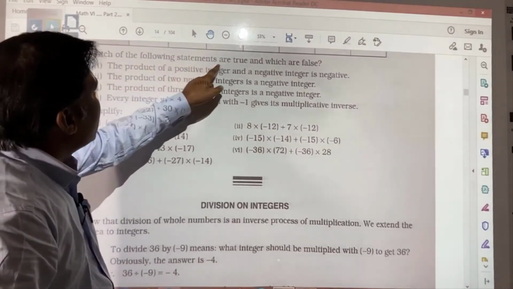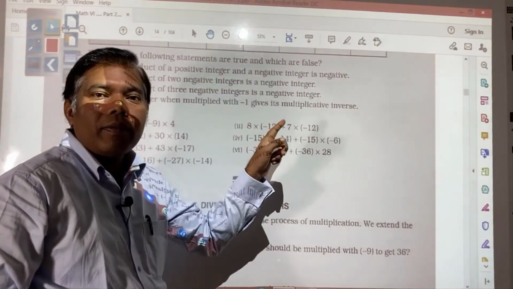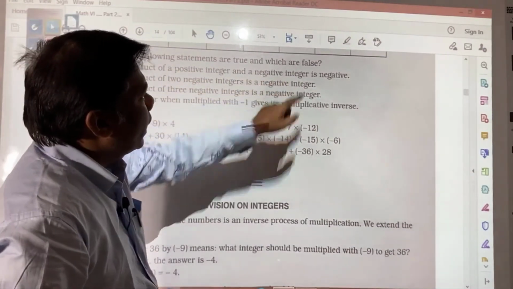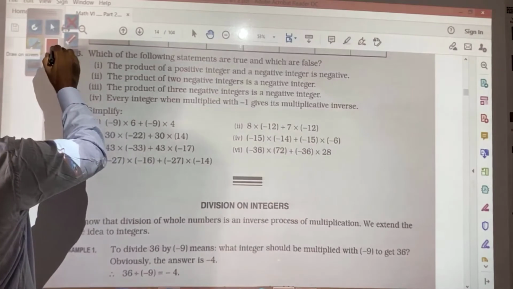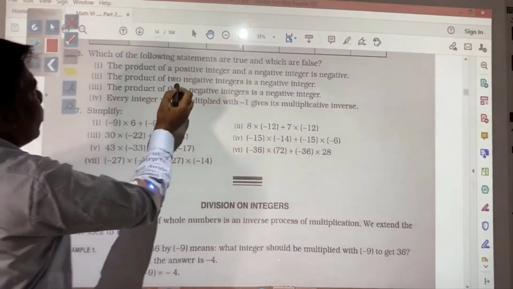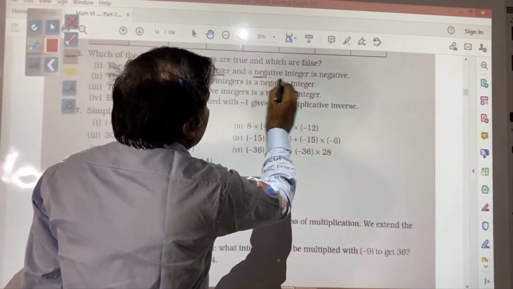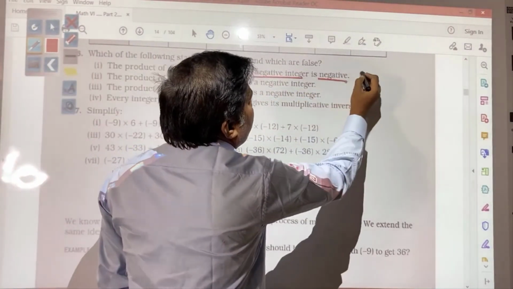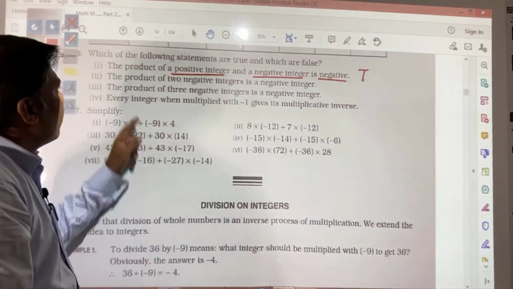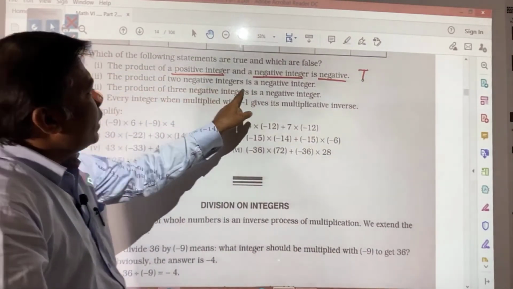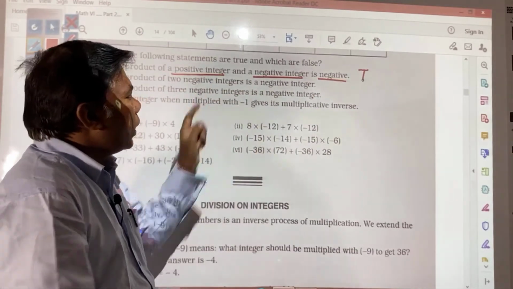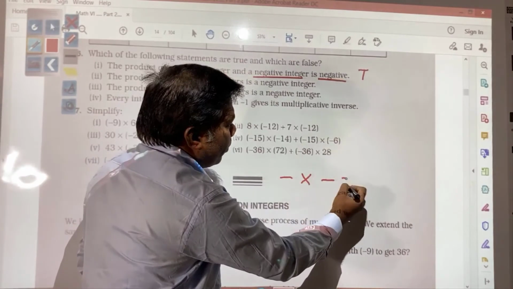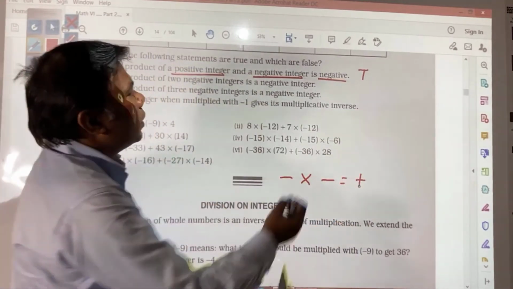which of the following statements are true and which are false. The product of a positive integer and a negative integer is negative. Just now you had seen the product of a positive integer and a negative integer means unlike signs are there, so they will be negative. So that will be true. The product of two negative integers is a negative integer. Two negative integers means what? Like signs are there. So if you are multiplying, product will be positive. So this is false.